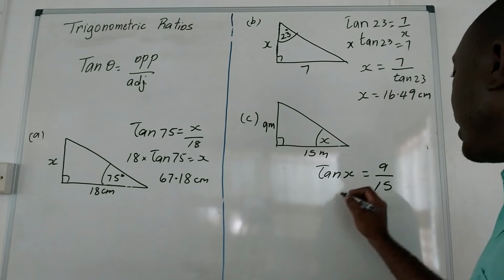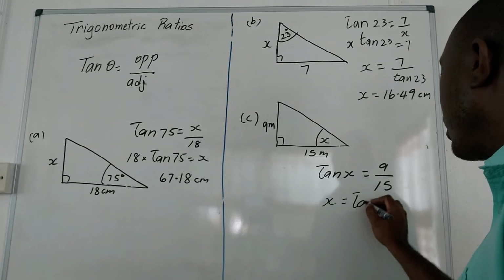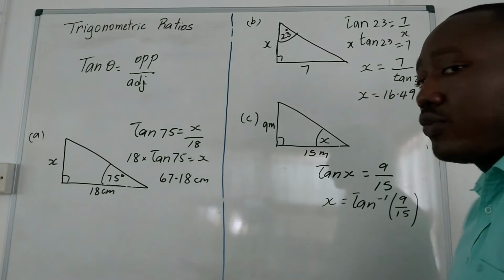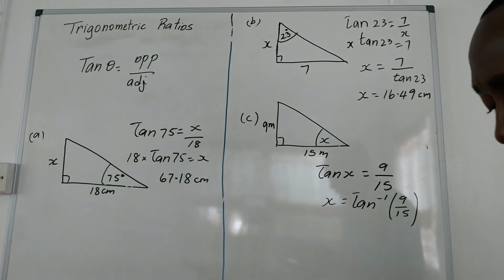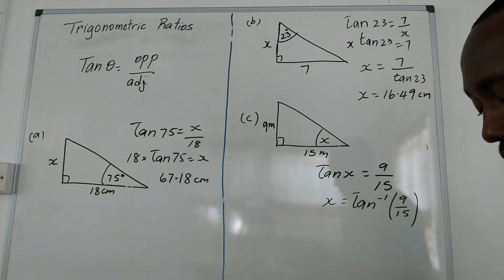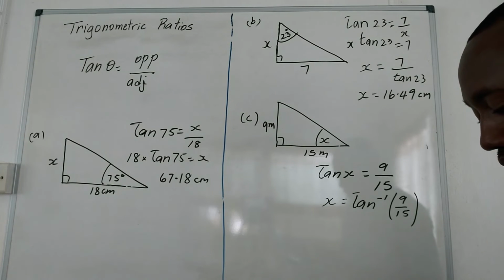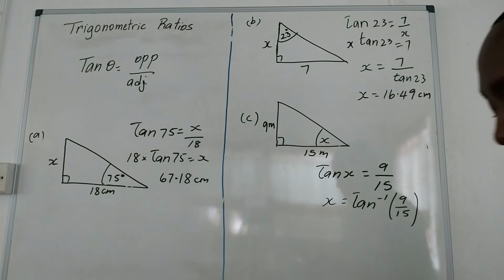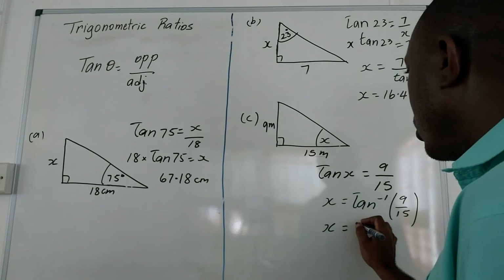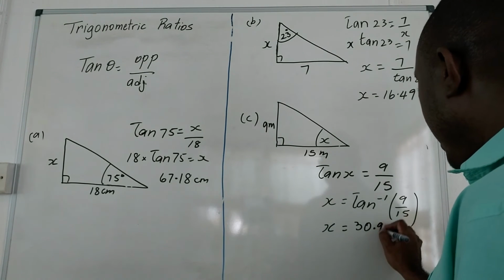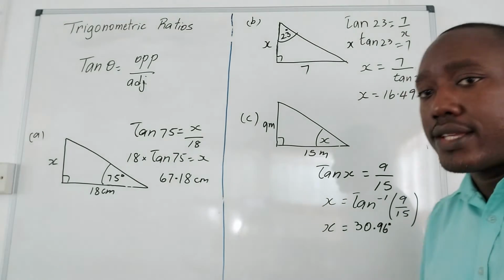So x will now be equal to tan inverse 9 over 15. So get the calculators out again. Tan inverse, remember, put your brackets, 9 divided by 15, which will give us x is equal to 30.96 degrees to 2 decimal places.